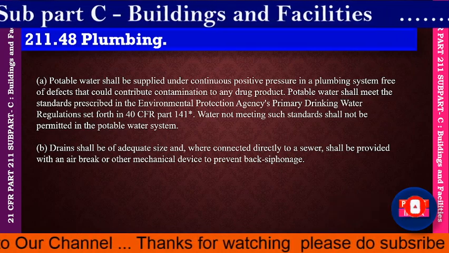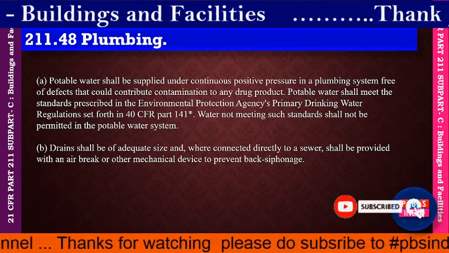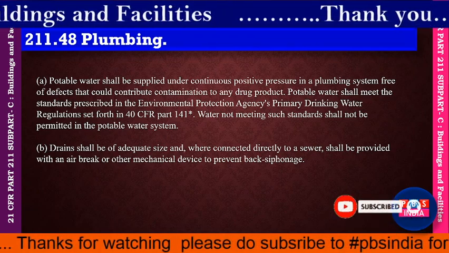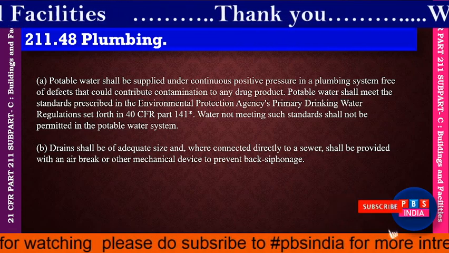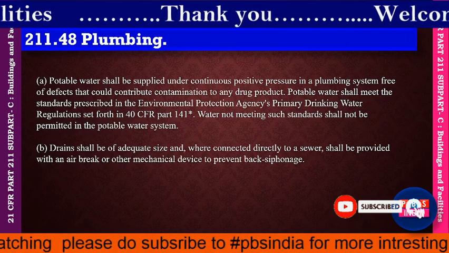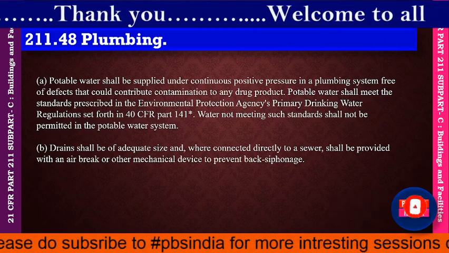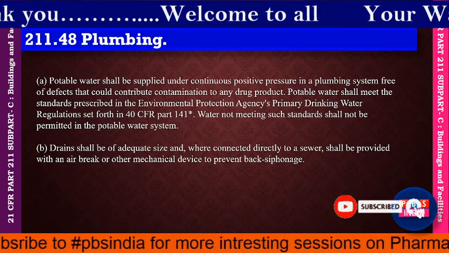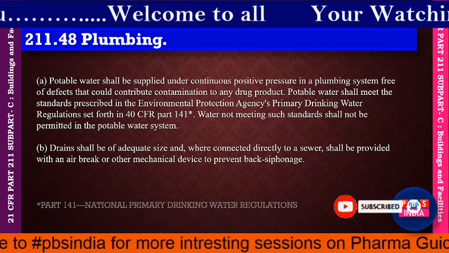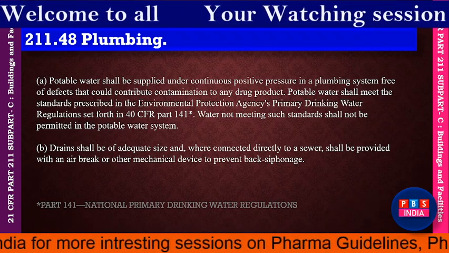So the drinking water should meet 40 CFR Part 141, and drains shall be of adequate size and, where connected directly to a sewer, shall be provided with an air break or other mechanical device to prevent back siphonage. What is Part 141? It is National Primary Drinking Water Regulations.